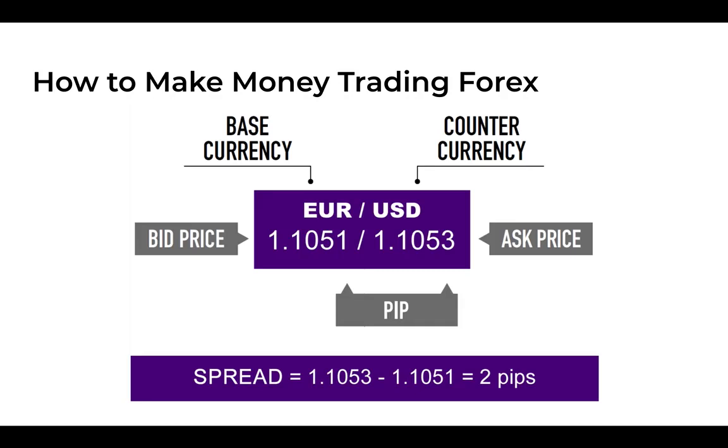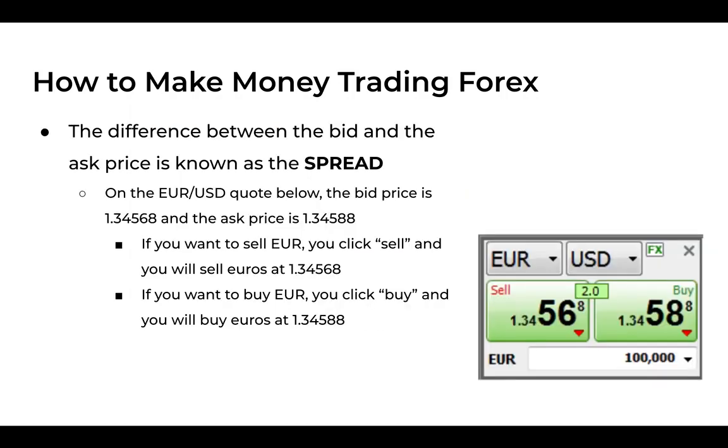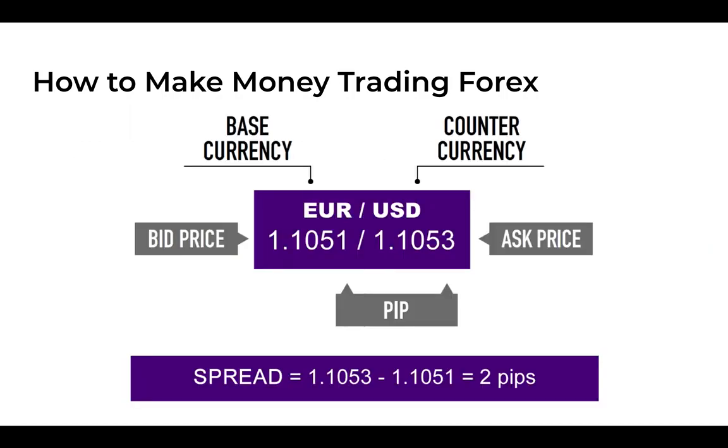So 1.1053 minus 1.1051, which is basically the ask price minus the bid price, is going to equal the spread, which is going to be 2 pips. That's something we'll get into a little bit later when we discuss pips in a couple lessons. But again, I just want you to remember these specific terms: base currency, counter currency or quote currency, bid and the ask. And then we'll discuss pips in a few moments here.